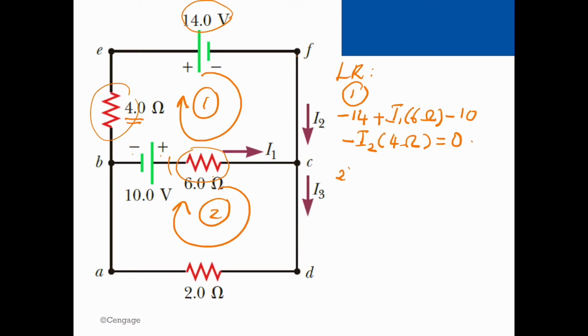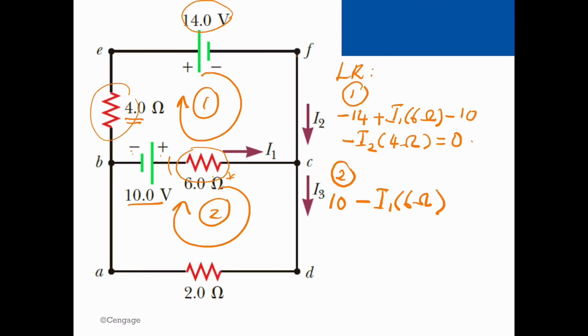For loop number 2, let us start from this battery of 10 volt. Now, loop number 2 traverses from lower to higher, from negative to positive. Therefore, we have 10 volt, and then the direction of the loop traverse is the same as the direction of the current I1 on this resistor of 6 ohm. Then we have negative I1 times 6 ohm.